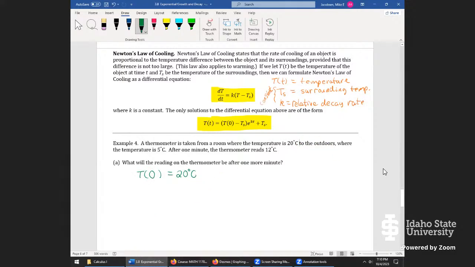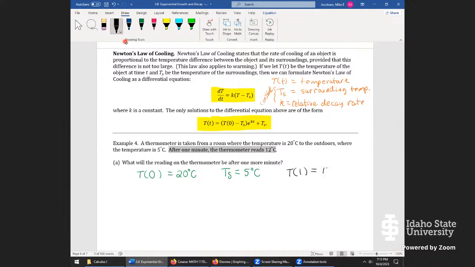Then we're taking it to a new environment, to the outdoors, where the temperature is 5 degrees. That's our ambient temperature. So I'll call that T sub S, for surrounding temperature, is 5 degrees Celsius. So obviously the thermometer is going to drop. And if you want to discover and start modeling how the temperature drops, you need a data point. It says right here, after 1 minute, the thermometer reads 12 degrees Celsius. That's our data point right here. We'll say temperature at 1 minute, it dropped 8 degrees.